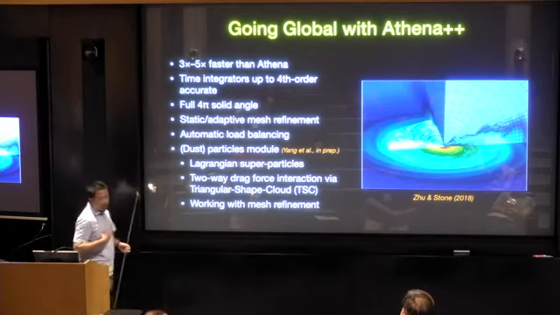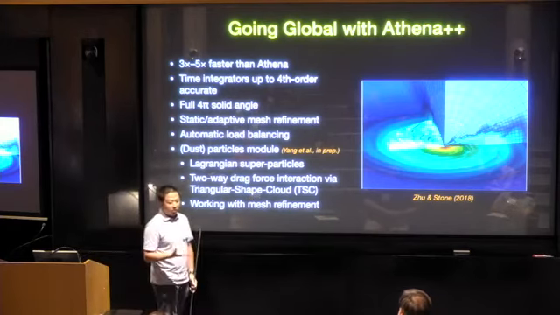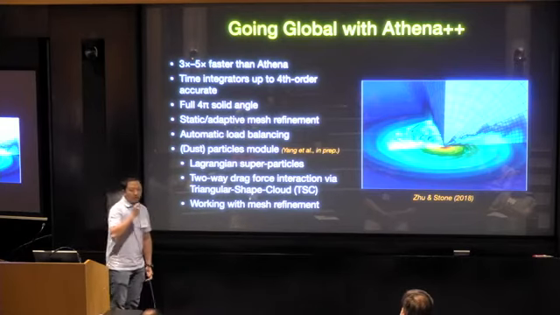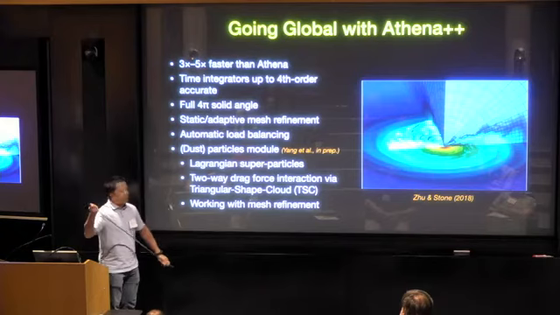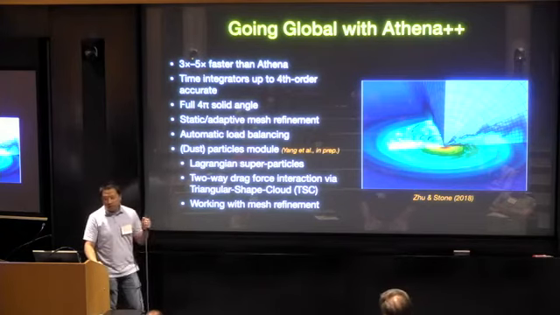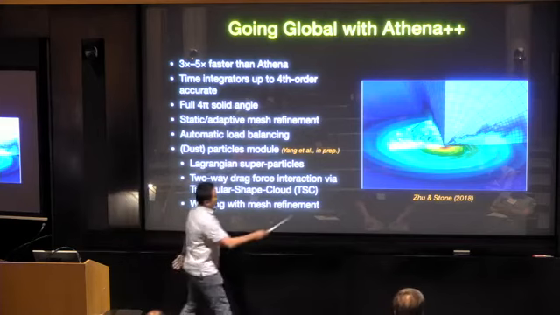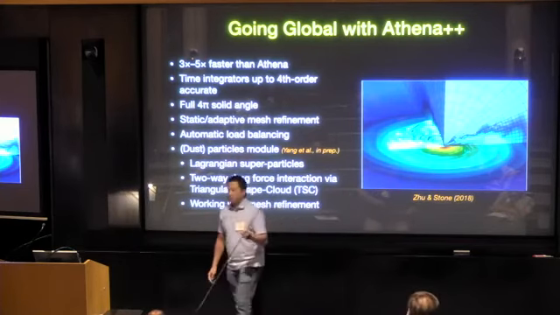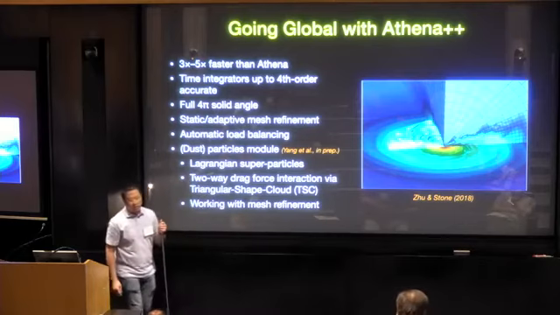And I'm responsible for putting dust particles in Athena++. It's very standard Lagrangian superparticles with two-way interactions, and it's now working with mesh refinement. This is just showing you what kind of typical mesh structures you can have with a global disk.